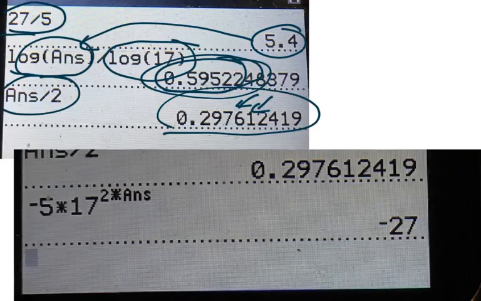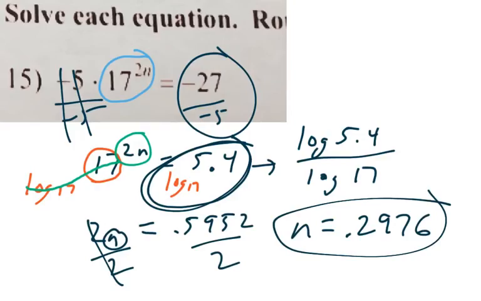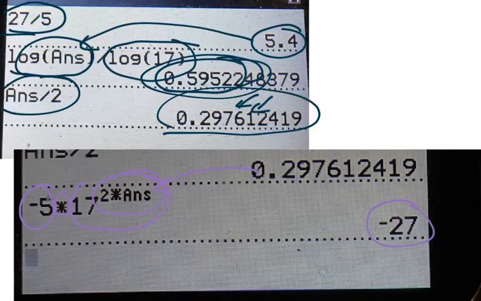Now, if you want to check your answer, guys, check this out. I did check it down here. Follow the purple. I typed in -5 times 17 to the 2n, n being the answer, 0.2976. Notice I got -27, just like it was supposed to be right there. So pause it here if you need to.